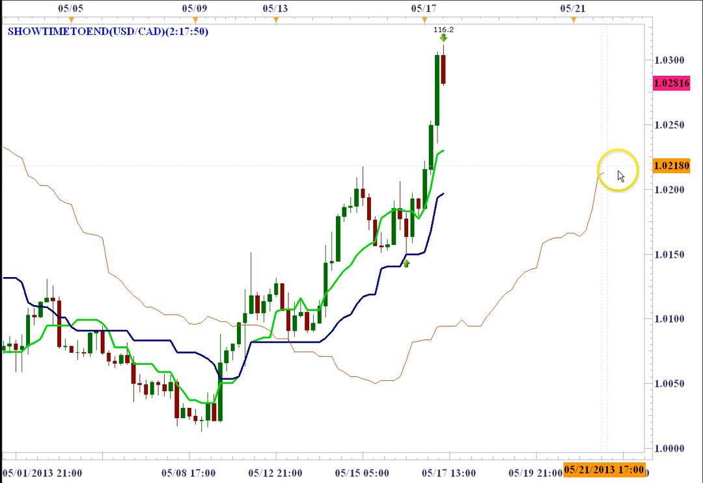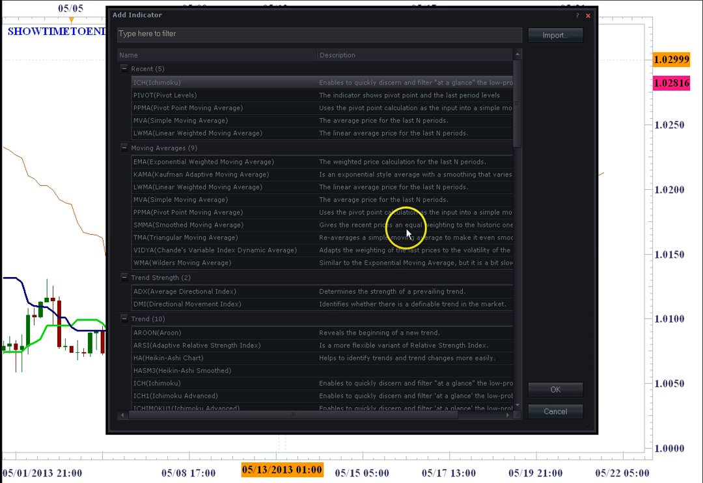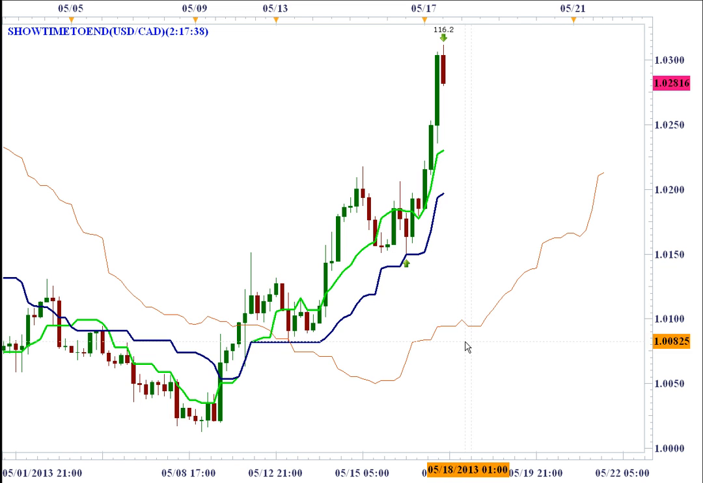So this is where we start to get our future support and resistance areas. Let's add Senkou Span B. Whoops, I keep doing that.